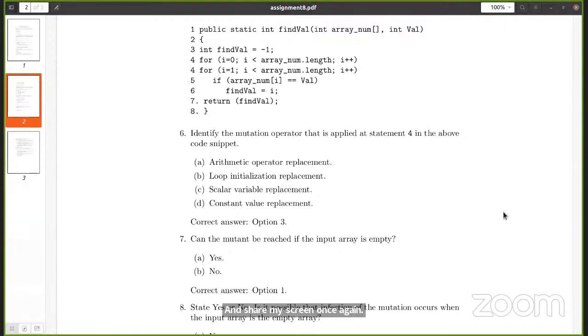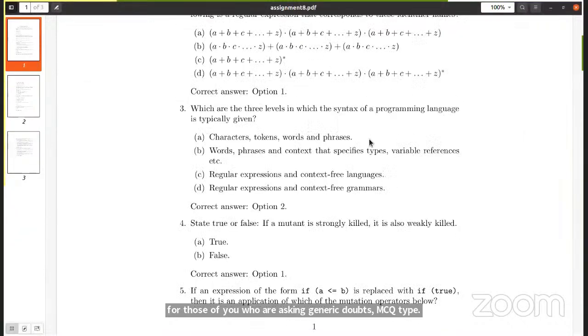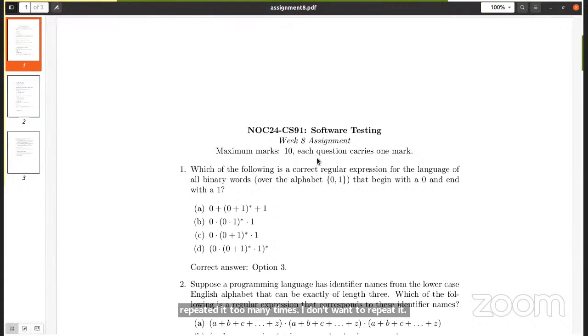So for those of you who are asking generic doubts, MCQ type, I will do one answer at the end because I've repeated it too many times. I don't want to repeat it again and again. Please stay on in the live session another 20 minutes more. I'll say it once at the end. I might as well spend some time focusing on answering the specific questions like this.